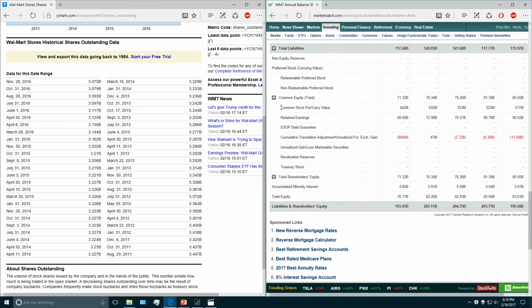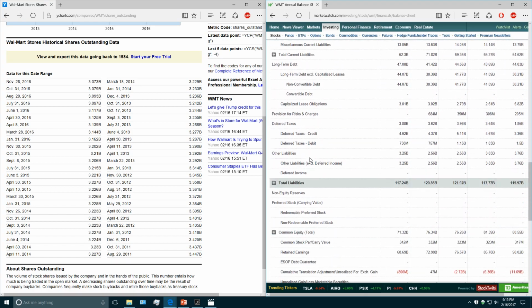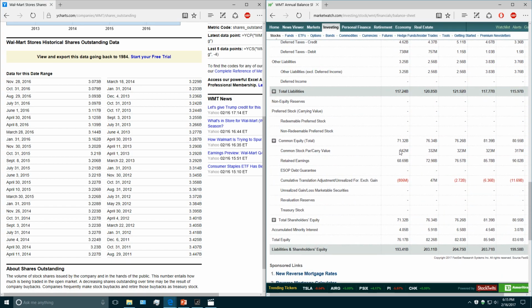But you look at here, you look at common stock, par, carry value. Par carry value means the face value, the initial value, because common stocks are always changing in value. As you can see here, right now, as of today, it's worth $68.87. At the time they were issued, for who knows how many were issued, it was worth 342 million. So that's what par value, carry value means. It means face value. It means the initial value.